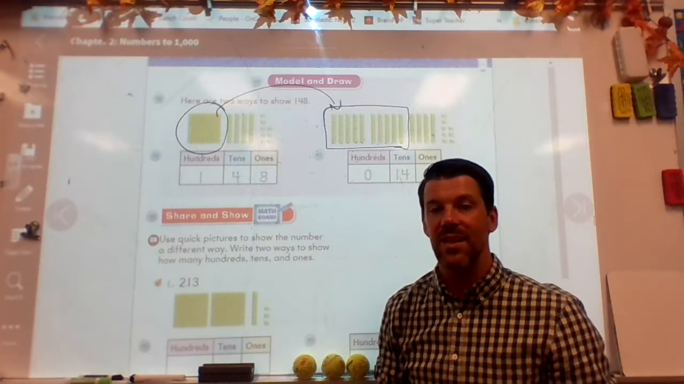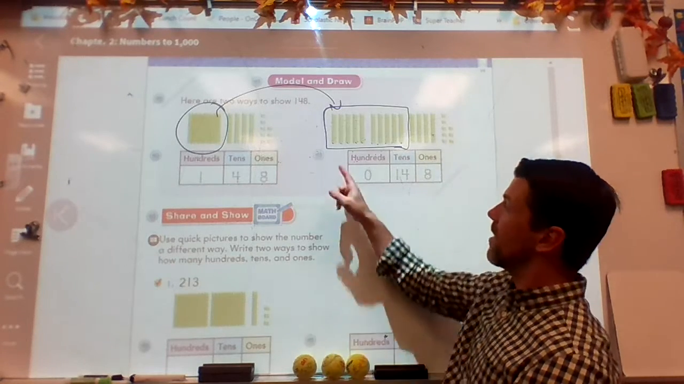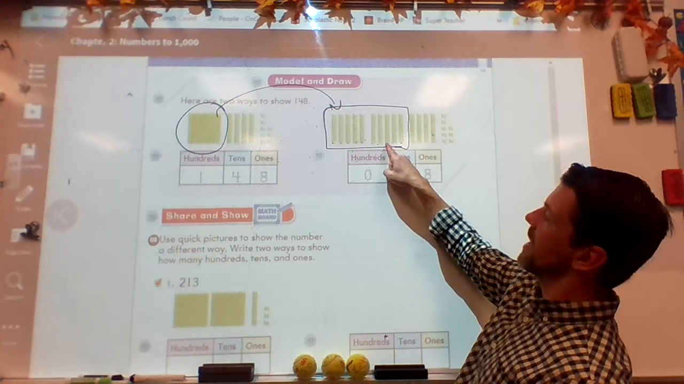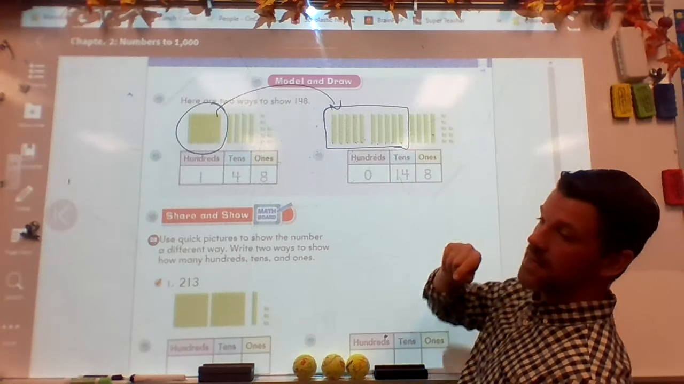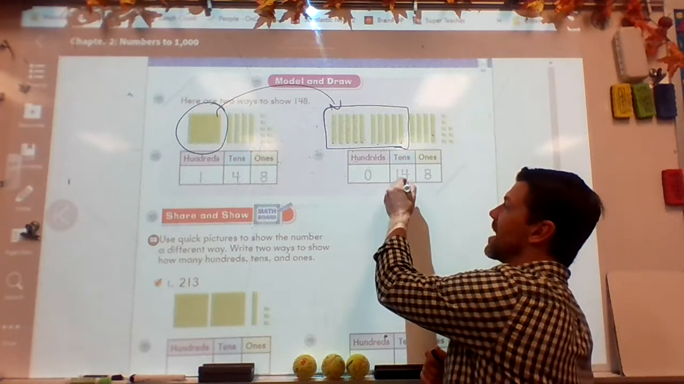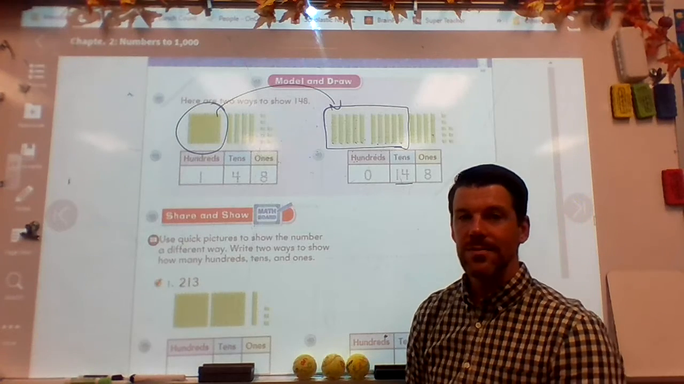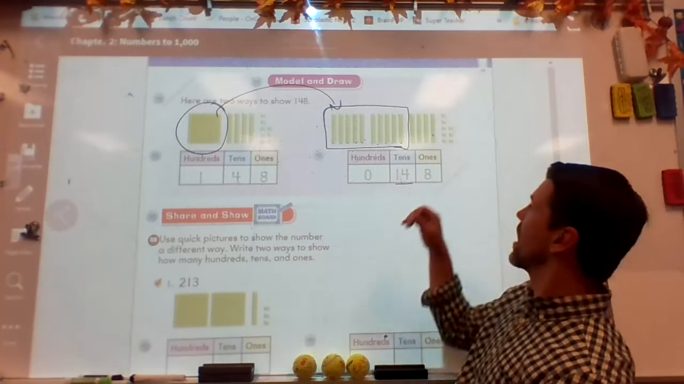Let's count together to figure out how many tens there are. We have 1, 2, 3, 4, 5, 6, 7, 8, 9, 10, 11, 12, 13, 14. So we have 14 tens here. Now, did we change the amount of ones? I don't think so, but I always like to check. Let's double check.